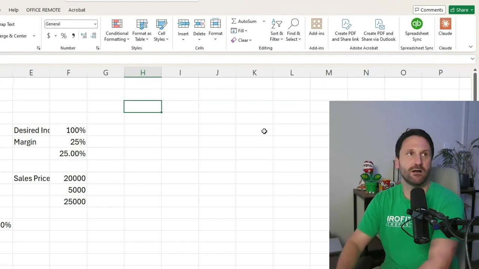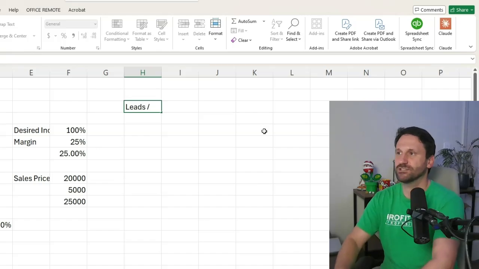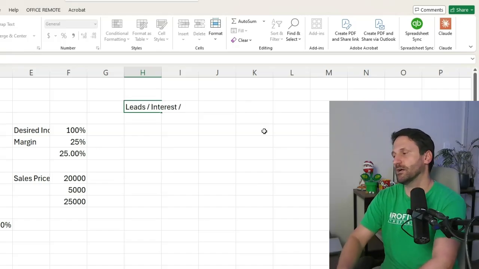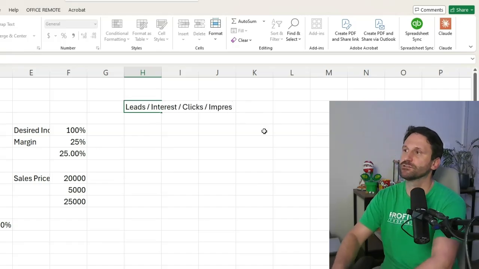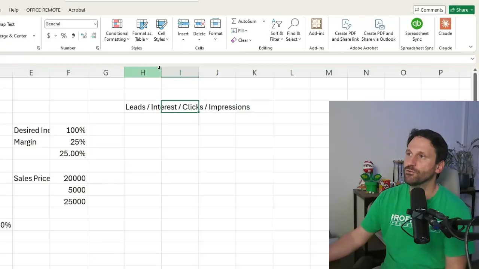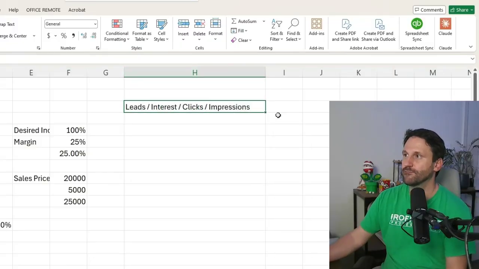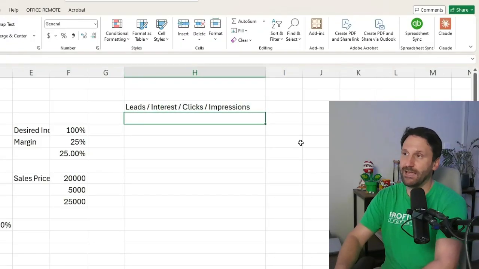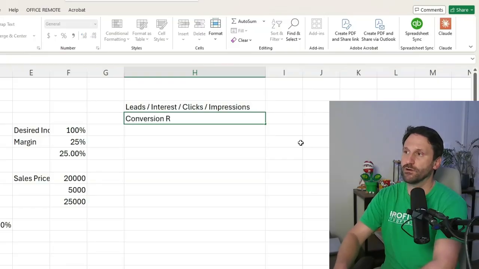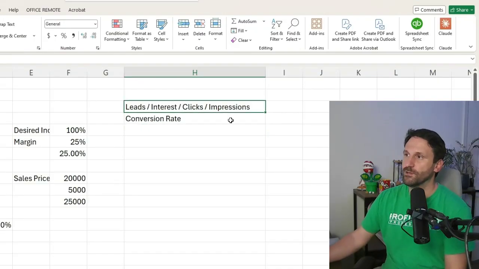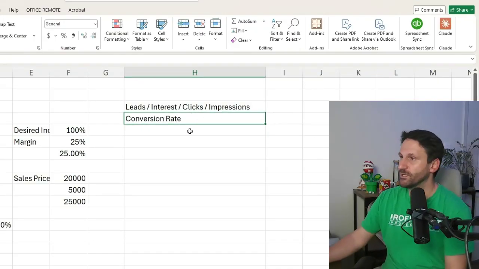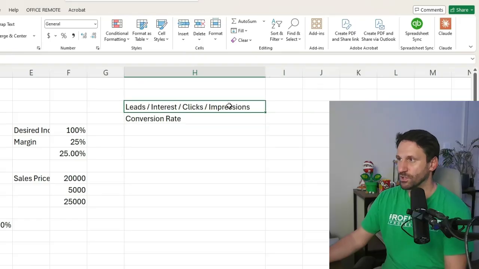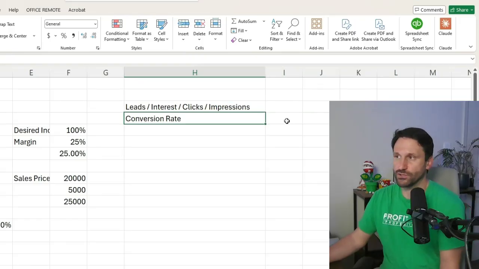You have, let's say we call them leads. Maybe it's just interest. Maybe it is clicks. Maybe it's impressions. Whatever it is, the number of people who know about you, right? And then from there, you're going to have some people who know about you and then they actually buy. And that would be your conversion rate. So it goes from here to here. If you just take the percentage of people who saw you that actually bought, that's your conversion rate.